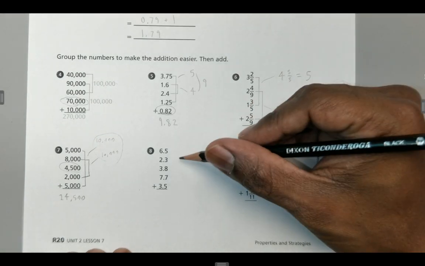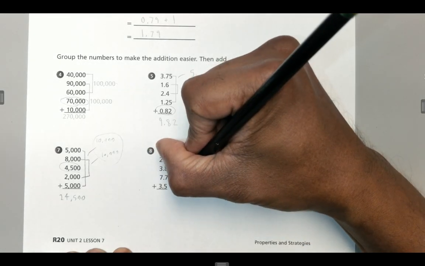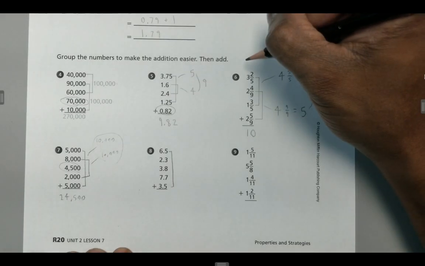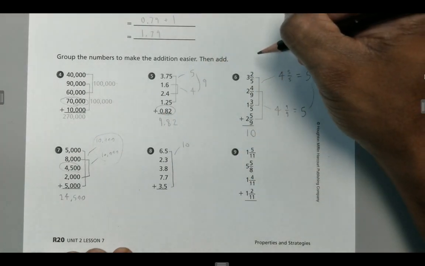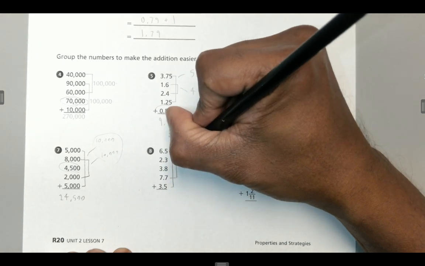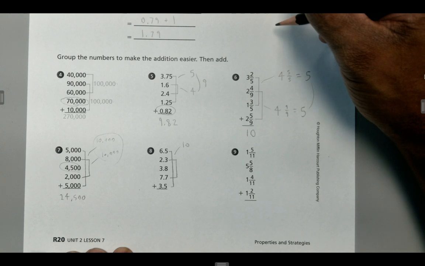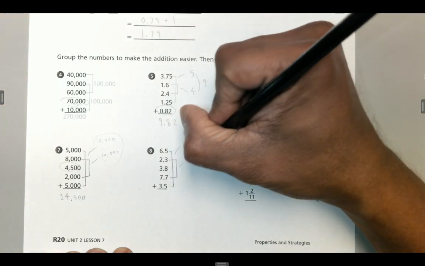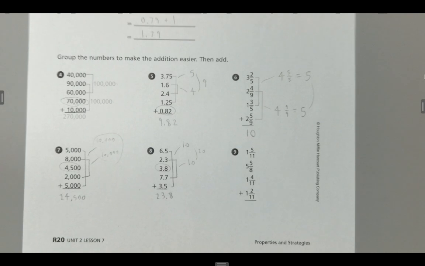Number 8. Can you see right away the pattern, how you're going to group these? 6 and 5/10 plus 3 and 5/10. That's going to get us 10. 2 and 3/10 plus 7 and 7/10. That's going to get us 10. We've got this extra left over. 10 and 10 is 20. 20 and 3 and 8/10 is 23 and 8/10. Oops, sorry for the blurriness.